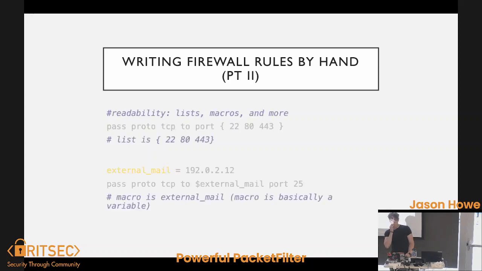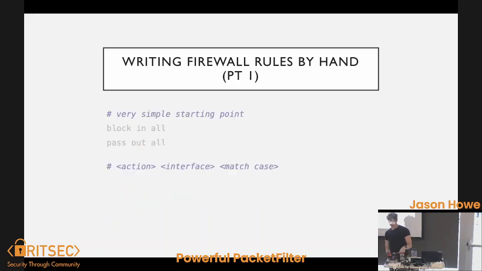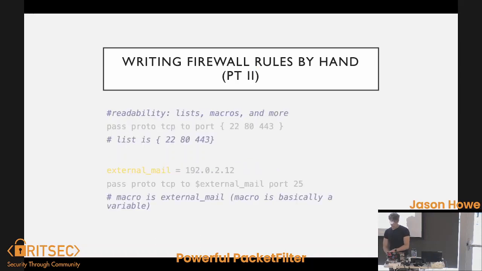Doing this for every single thing is going to get really complicated really quickly and really long. So we have things called lists and macros to make that go easier. In this rule, pass proto TCP to port 22, 80, 443, we have a list of those 3 ports, and we're telling PF to allow TCP to those ports.